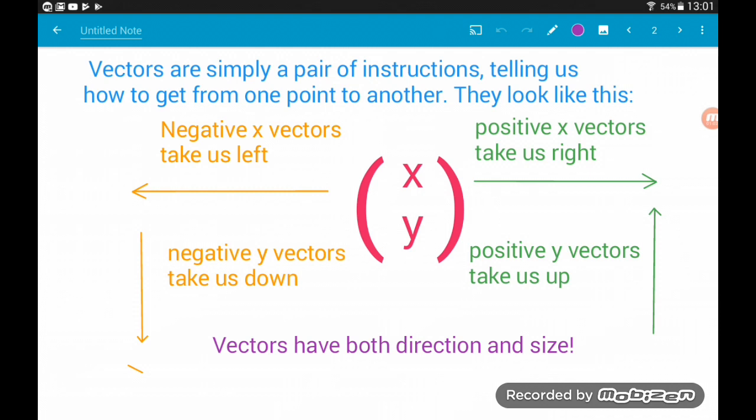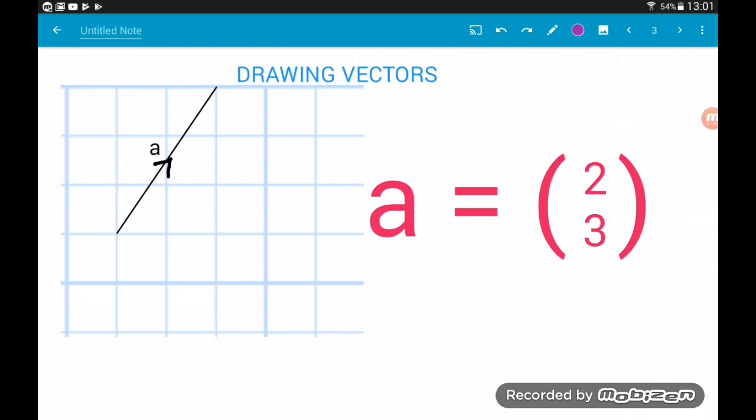So if our x vector is a positive number, then it takes us off to the right. If it's negative, then it takes us off to the left. And very similarly with our y vector, if it's positive, it moves us up. If our y vector is negative, it moves us down. So let's have a look at drawing some examples of vectors.